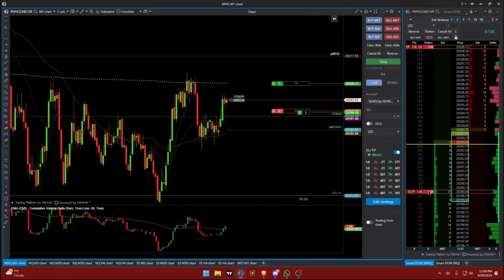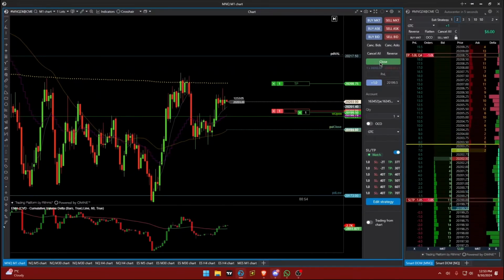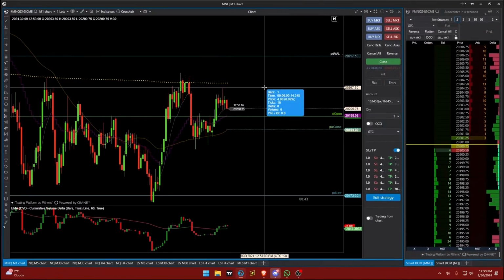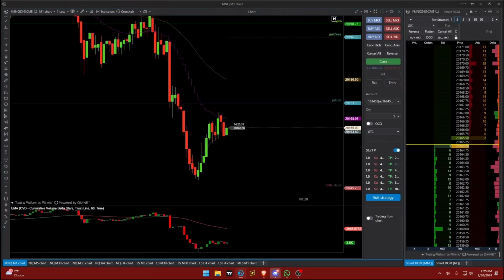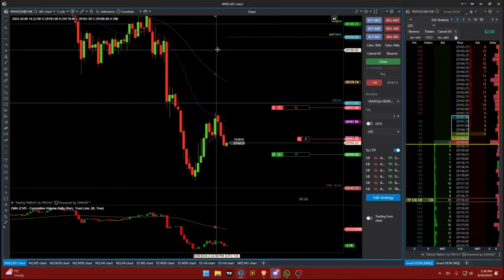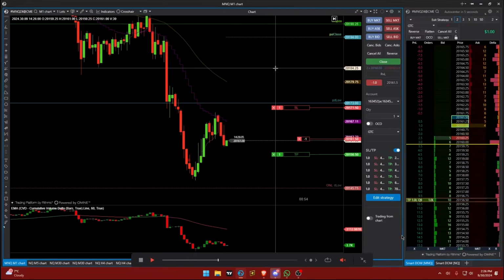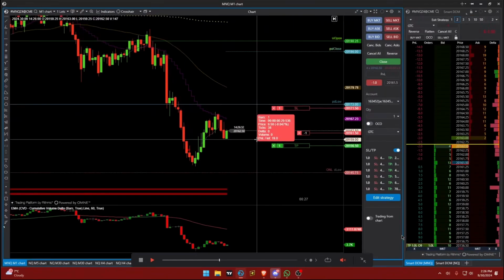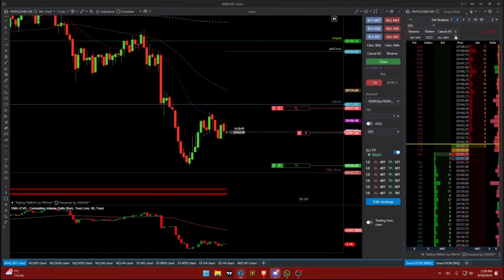I place my stop to break even after TP1, and not long after we start to consolidate and I exit for another win. So right now, micro NQ, I should have entered right here on the 24 EMA. This is a late entry, nonetheless it is a confirmed entry. So not a bad entry when it comes to that. But this trade took a while to play out.